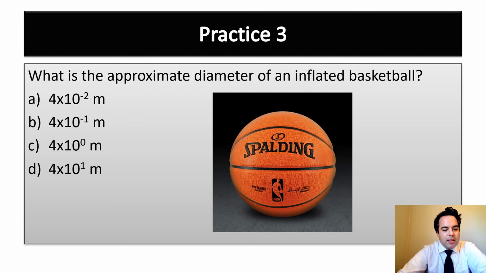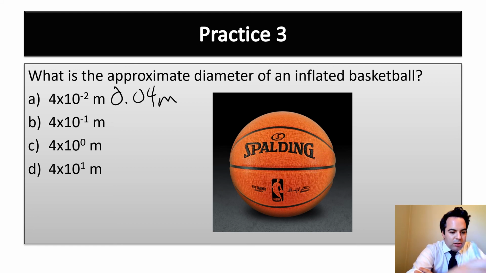What is the approximate diameter of an inflated basketball? Well, if I look at 10 to the negative 2, I might want to move that decimal point over, 0.04 meters. But to me, that doesn't help me out as much as looking at the prefixes. And if you look at the front of your reference table, 10 to the negative 2 is centi. So you could actually replace this with the prefix C, and you get 4 centimeters.